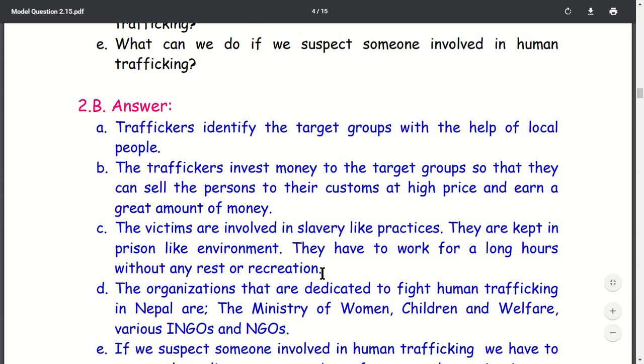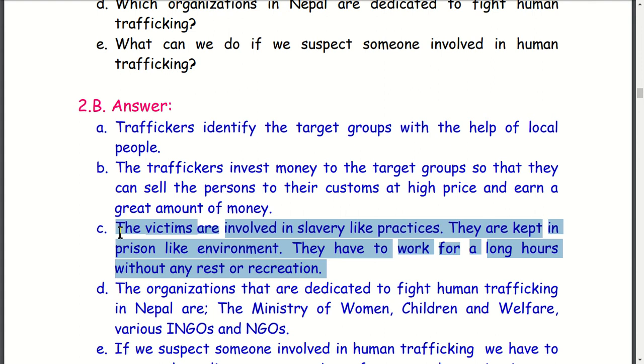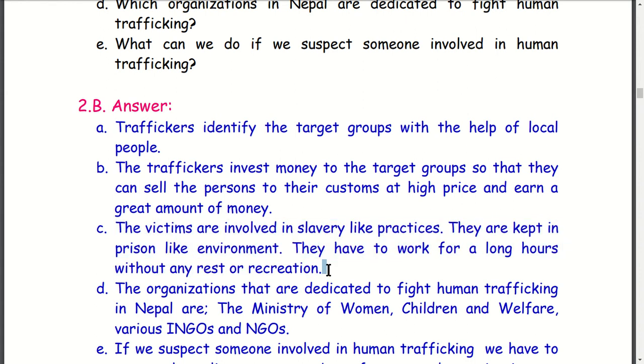A little long here, but to make it clear, I wrote this one. If you don't have time, you can write "victims are involved in slavery-like practice," that's all. If you have time, you can write the complete sentence.